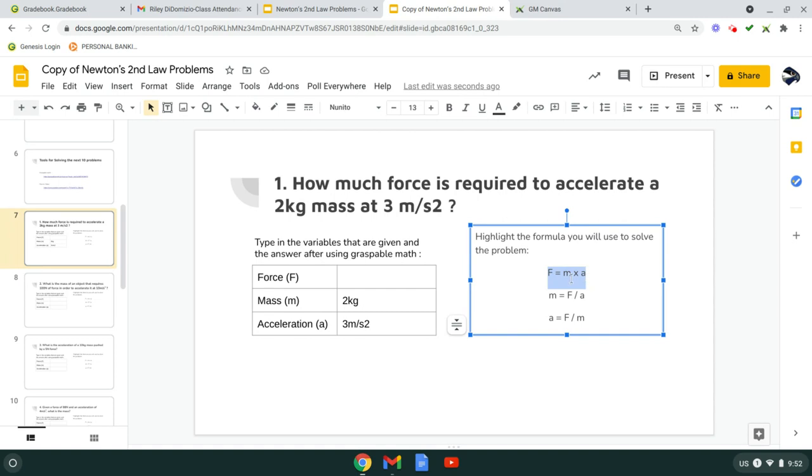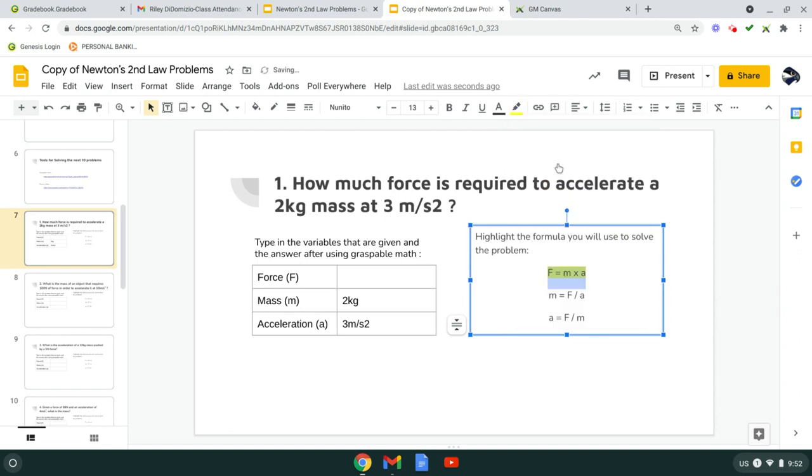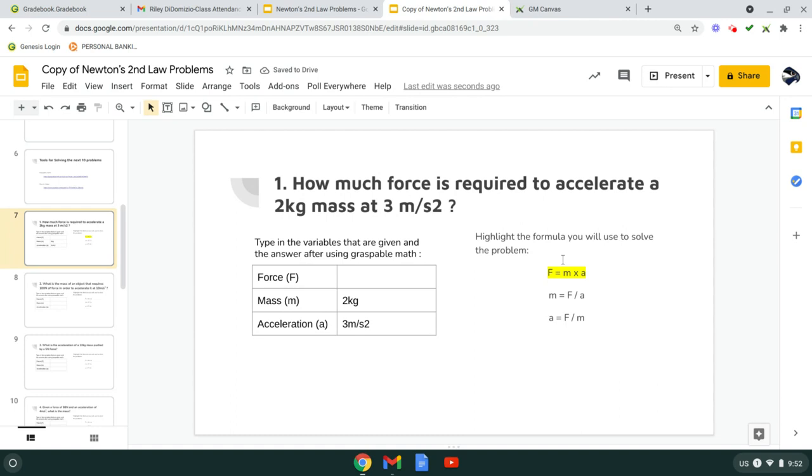I'm just going to highlight that, and you can use whatever color you'd like. I'll just use yellow. That tells me which formula we would be using to solve for that problem. So F equals M times A. You can use Graspable Math if you'd like, or you can just multiply the two numbers. I'm going to show you how to use Graspable Math, but really it's as simple as just doing 2 times 3 in this problem.